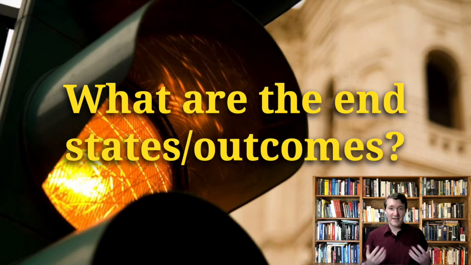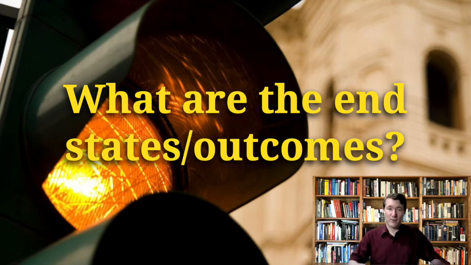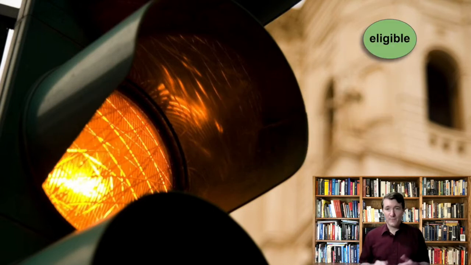So we need to ask ourselves about this flowchart. A flowchart is going to start at some point, and then it's going to end at some point. It's going to say, this is where you are. And we have to ask, what are those final outcomes? What are those states that we're trying to get to in the flowchart? What are the possible ways this could shake out? The first one, obviously, is that we could say they're eligible for DACA. They're eligible for this deferred action.